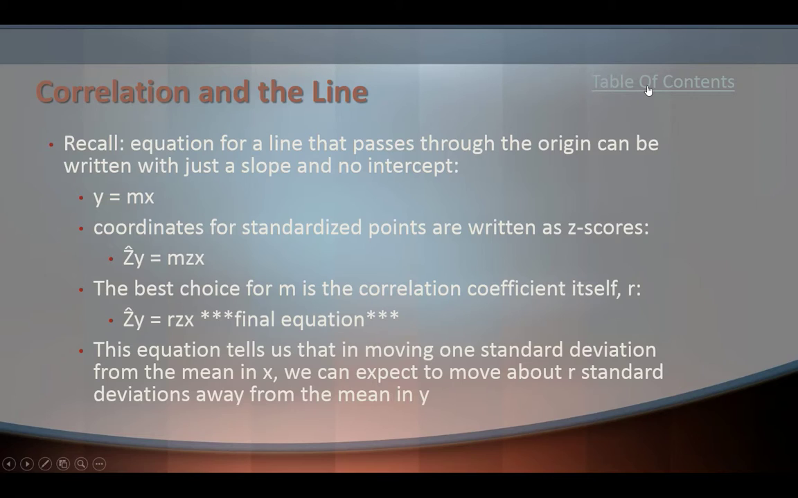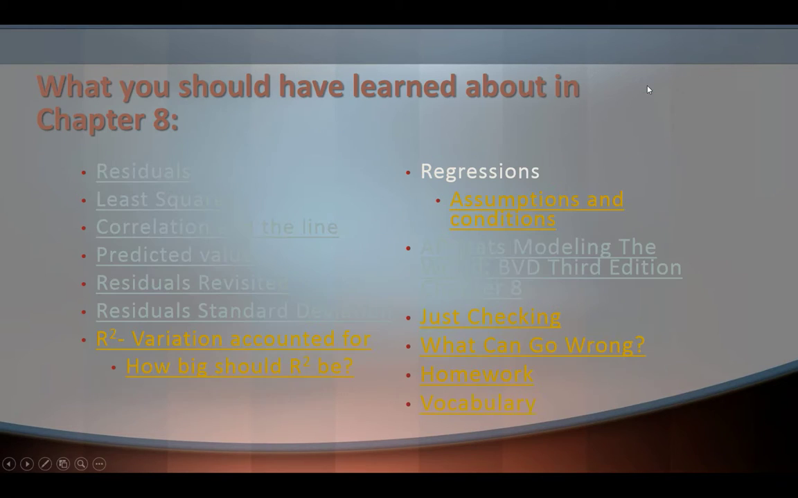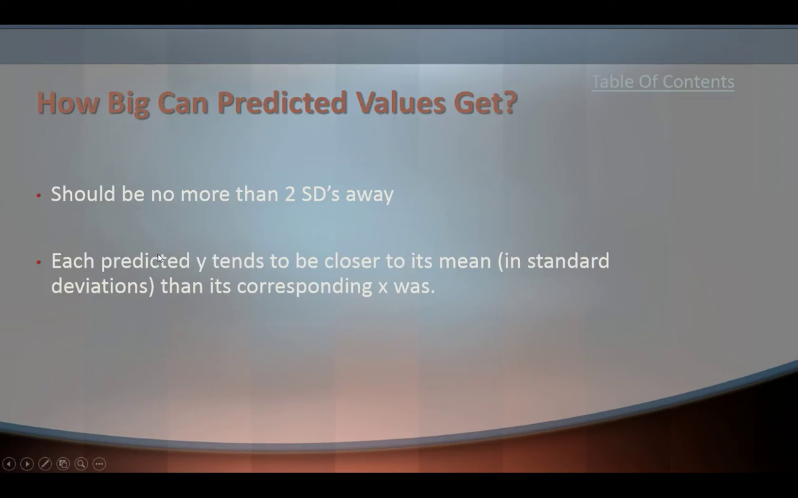Again, we're just using these equations to find the best choice for the coefficient, figure out the math, and figure out the line and how it will fit. Predicted values: how big can predicted values get? They should be no more than 2 standard deviations away. Each predicted y tends to be closer to its mean in standard deviations than its corresponding x was. This 2 standard deviations idea applies to a lot of chapters for doing models and linear regressions.